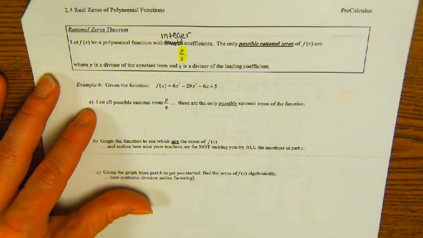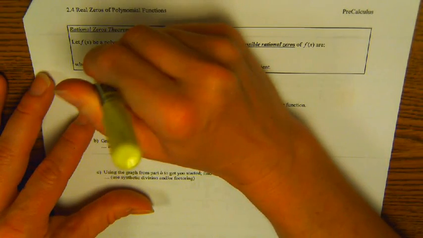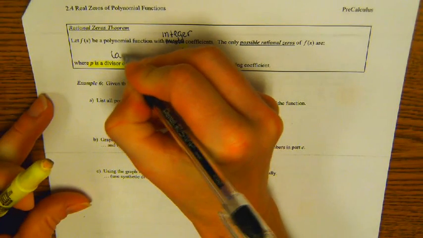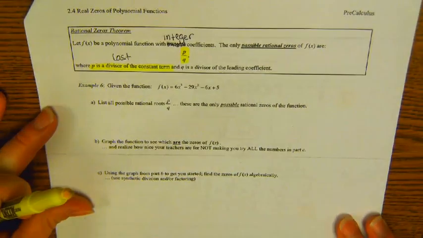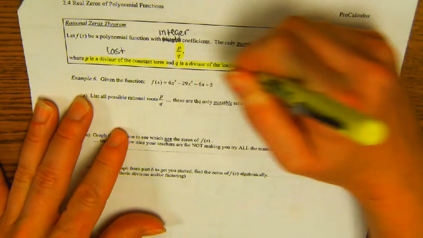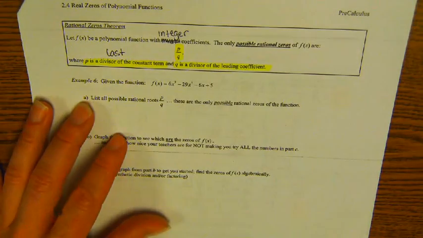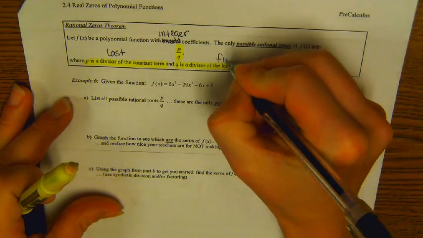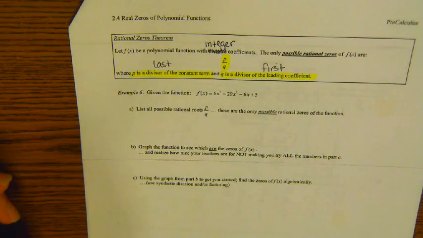What do P and Q stand for? P is the divisor of the constant term, and if you want to write, the constant term is the last term with no x behind it. And Q is a divisor of the leading coefficient. Leading coefficient would be the first term. So here's how this works.